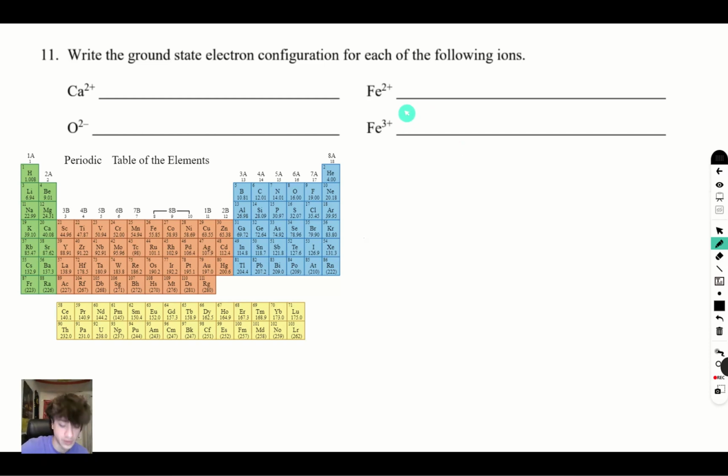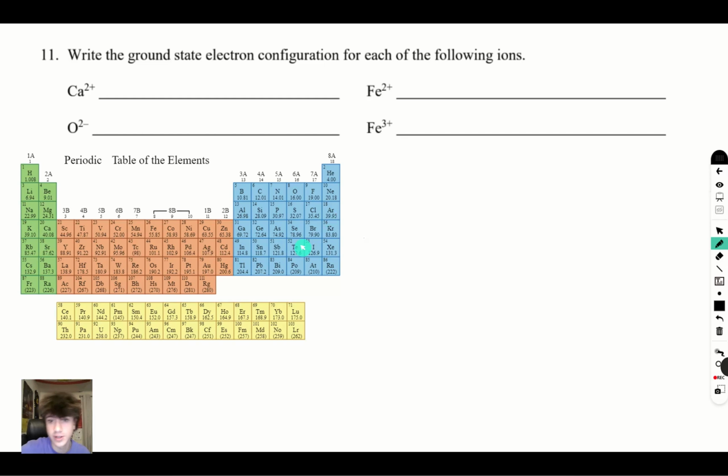So if we remove 1 from the p orbital, you get 1s2, 2s2, 2p6, 3s2, 3p6, 3p5 because we removed 1, and then 3d6. So there you have it. All that happened is we just removed 1 electron from the 3p orbital because that's the one that comes out first. And now let's take a look at O2-.